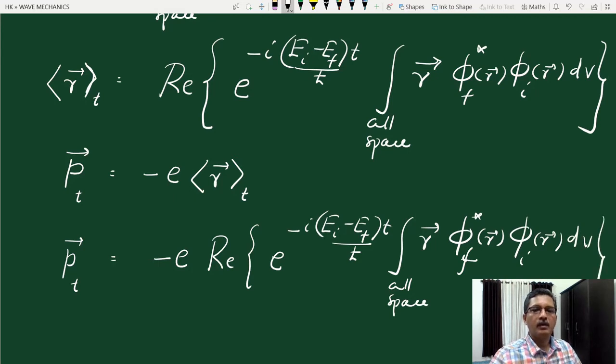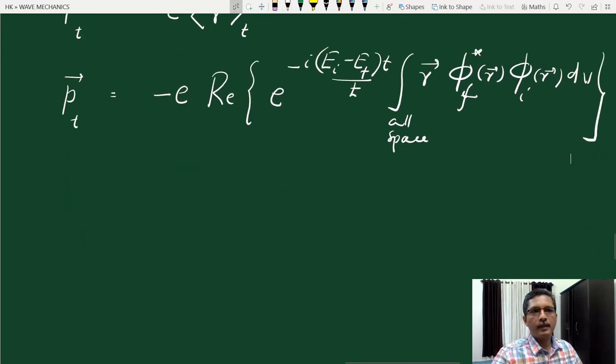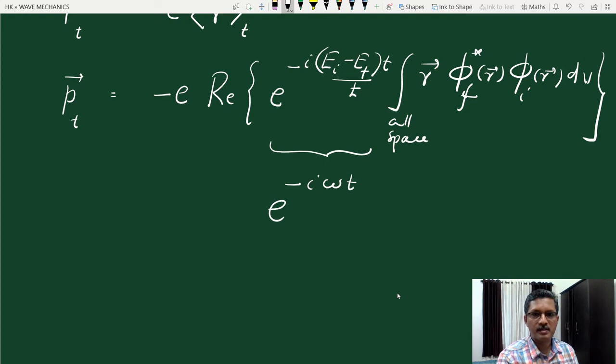Okay. So it's clear that the dipole moment of the hydrogen atom is now oscillating, and this is the oscillating part. Okay. And what is the frequency of oscillation? This (Ei minus Ef) by h cross has the dimension of frequency. See, this term we can write as e raised to minus i omega t, where omega is the frequency of oscillation, and this e raised to minus i omega t is cos omega t minus i sin omega t. So the oscillatory part is all there.